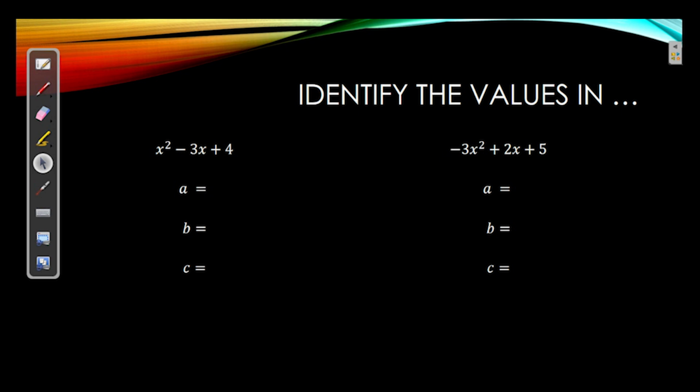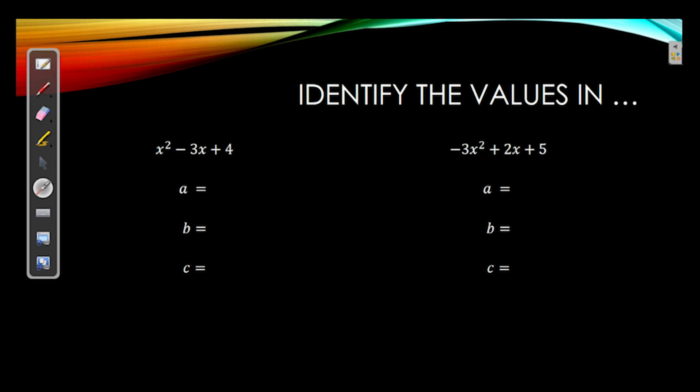So here we have two quadratic expressions, and one of the things that happens pretty often is that students have a challenge with being able to identify the values of A, B, and C at times, partially due to challenges with algebraic expressions themselves, and also due to their issues with directed numbers. So we're going to take a look at these two specific expressions here, and we're going to learn to identify the values of A, B, and C in this particular scenario.